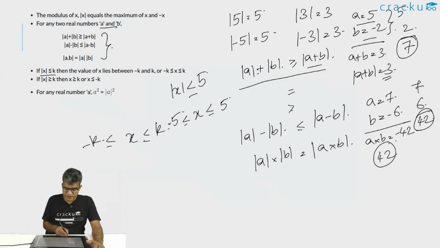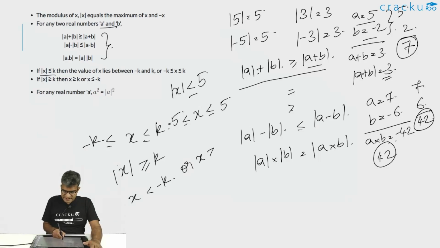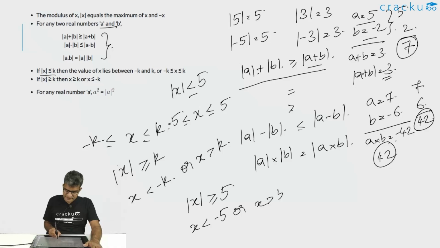On the other hand, if you are told that modulus of x is greater than or equal to k, then x will not lie between minus k and plus k. That is, either x is less than minus k or x is greater than k. It will not lie between minus k and plus k. That is, in this particular example, if you are told that modulus of x is actually greater than or equal to 5, then x will not lie between minus 5 and plus 5. It would imply that x is either less than minus 5 or x is greater than 5.